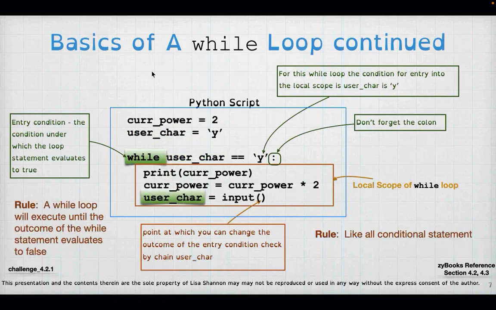And don't forget the colon. It's just like a branch. If you don't have that colon, you haven't ended the statement, and Python will just give you an error, just like it would have with the for loop. I said all this. Okay, what's in the orange is the local scope of the while loop. You have to have a local scope. I think I said all that in the last slide.